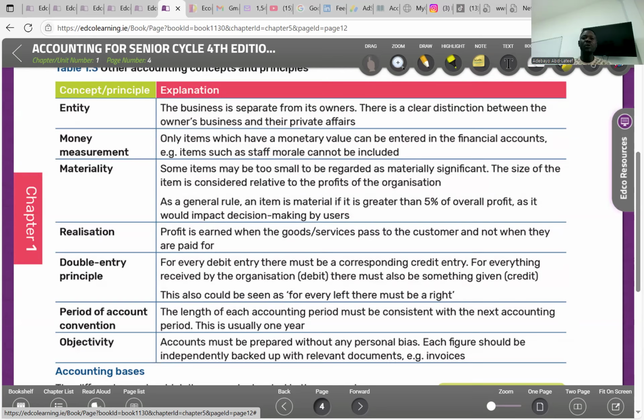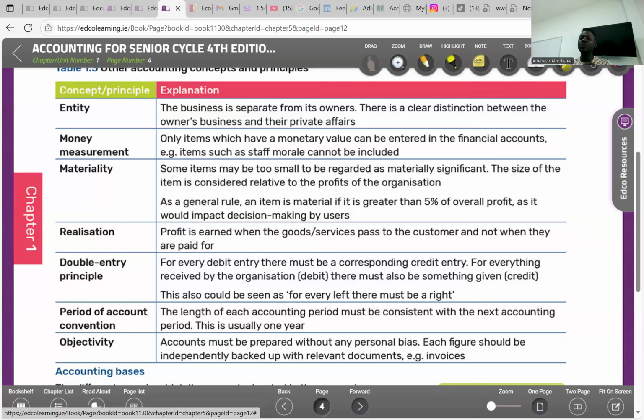Materiality. Some items may be too small to be regarded as of material significance. The size of the item is considered relative to the profit of the organization. As a general rule, an item is material if it is greater than 5% of overall profit, as it would impact decision making by users. So if items are less than 5%, we might not record them in the financial statement. Realization principle. Profit is earned when the goods and services pass to the consumers and not when they are paid for. So it has to be understood that a business is making its profit as soon as the customer accepts the liability of the transaction.